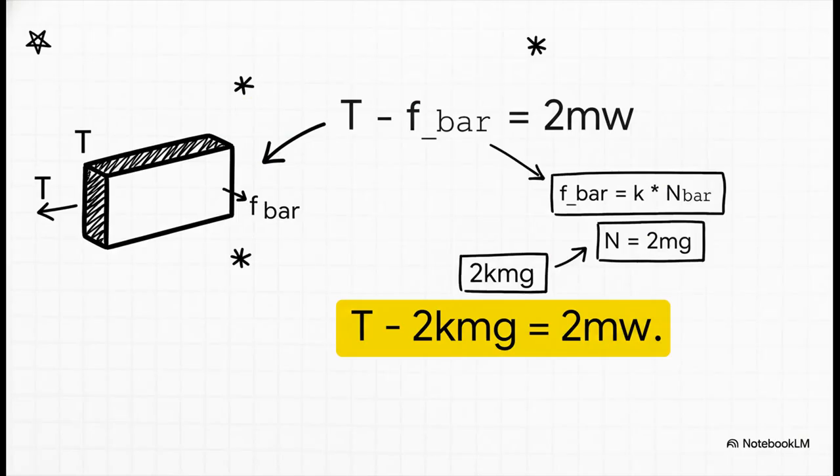But wait, we can get more specific. We have a formula for the force of friction, don't we? It's just the coefficient K times the normal force. For the bar, the normal force is equal to its weight, which is 2mg. So let's just swap out F bar with K times 2mg. And there we go. We now have our complete equation for the bar.